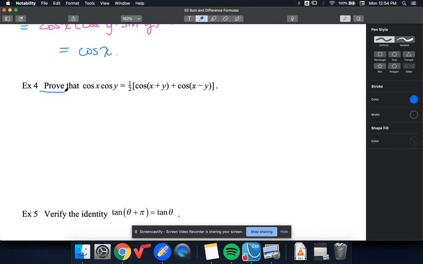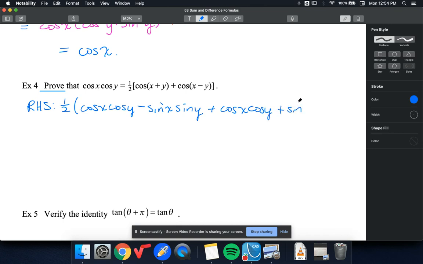Remember, with proof, I can only work with one side. My right-hand side here seems more complicated, so that's the side I'm going to work with. So a half times cos of x plus y, which is cos x cos y minus sine x sine y, and then plus cos x cos y plus sine x sine y.